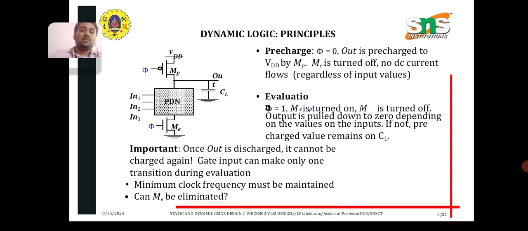ME is turned off, so no DC current flows. For evaluation, psi equals 1 and ME is turned on, and the output is pulled down to 0 depending on the values of the input. If not pre-charged, the value remains on C1.